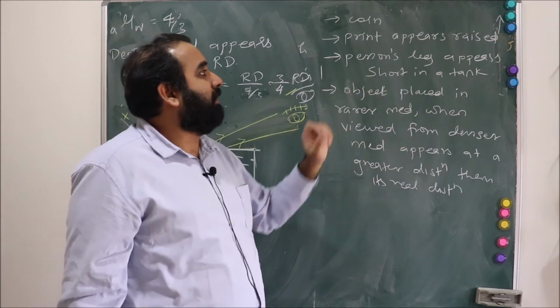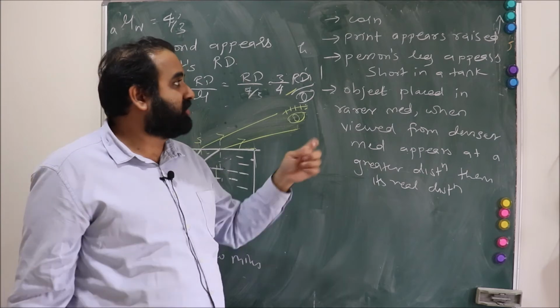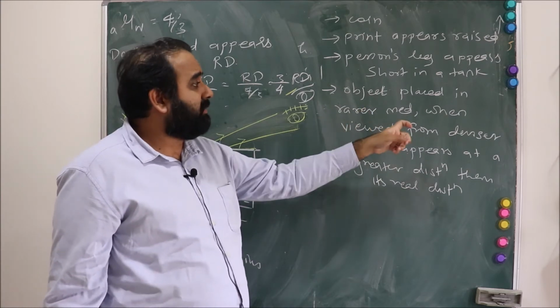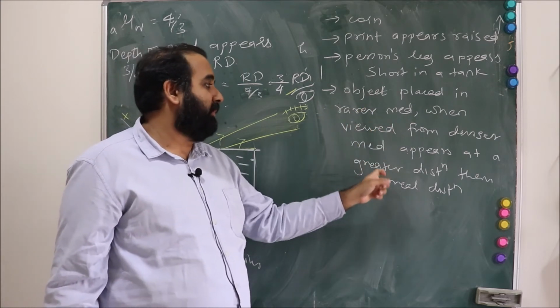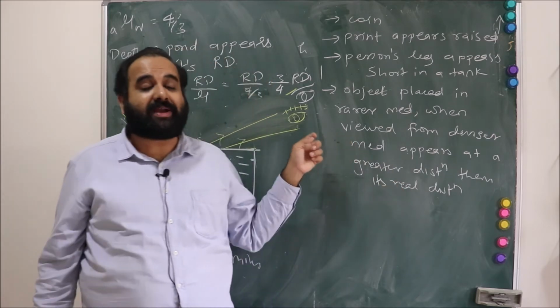Then a person's leg appears short in a tank. Whenever you look at a person from outside, an object placed in the rarer medium, when viewed from a denser medium, appears to be at a greater distance than its real depth. Very interesting point, dears, pay attention.